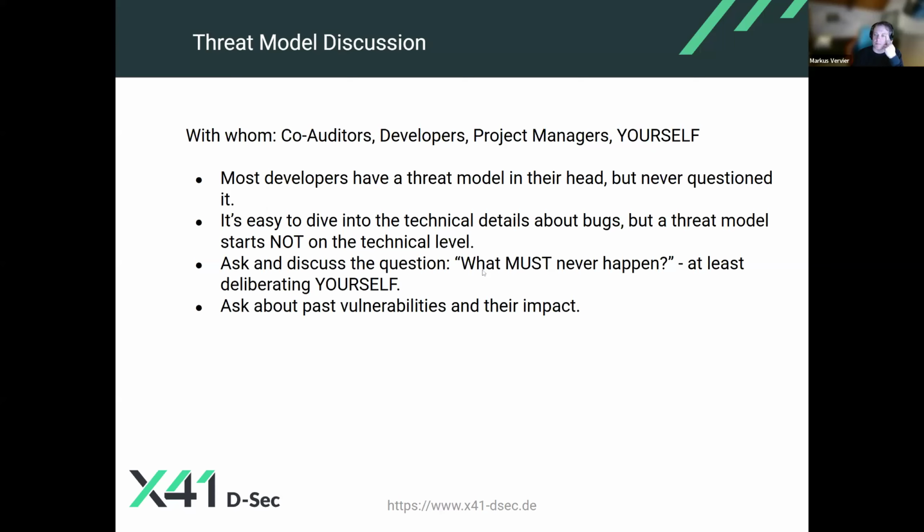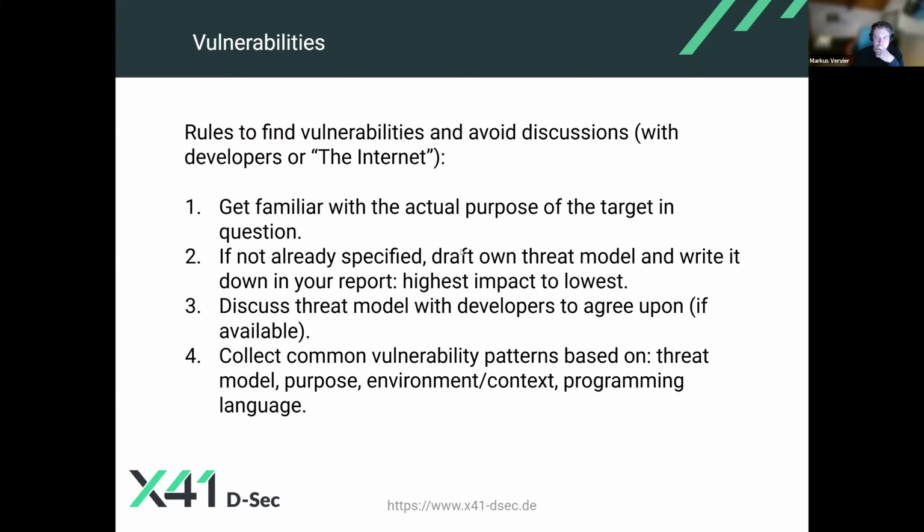But the most important thing is what must never happen. That's a question that everybody, even the most technical person and the least technical person at the same time, should ask. What is also important is past vulnerabilities and their impact, because then you can see how the understanding of the project is in general about certain things. And at the end, what you want to find is security defects and vulnerabilities. That's your job as a code auditor.